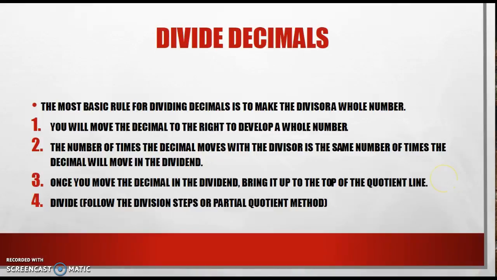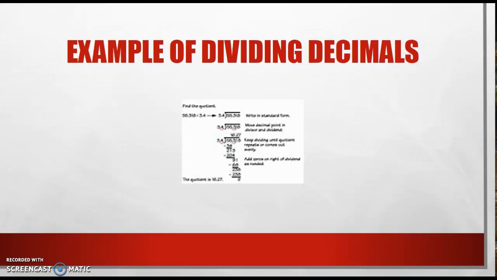When we divide a decimal, the basic rule for dividing decimals is just to make the divisor a whole number. Once you do that, then we're just going to divide like we learned to do last week. So I have an example on here that we can take a look at.